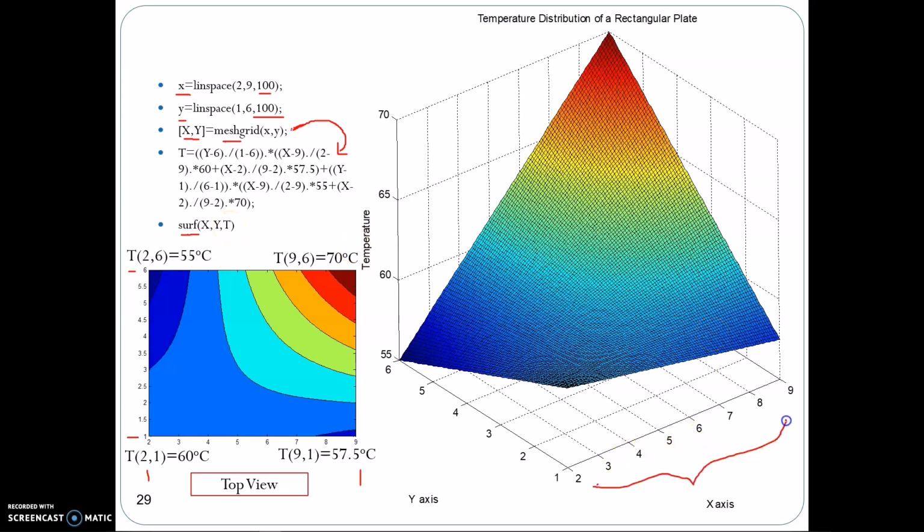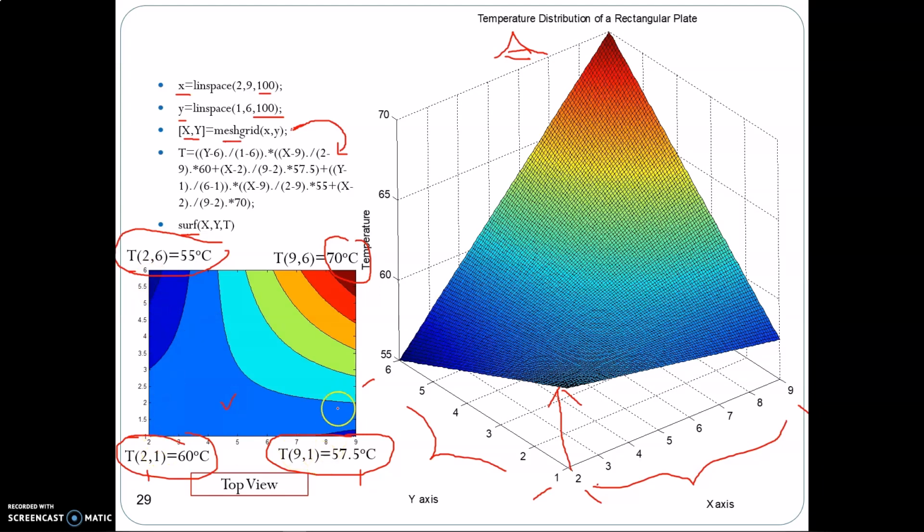So this is the x coordinate from 2 to 9, and this is the y coordinate from 1 to 6, and then the height is the temperature. By looking at this 3D graph in the top view, you obtain this plot. So this is the temperature distribution that you obtain, where you can see the red color means the temperature is high, and the blue color here means that you have a lower temperature. You should know now how to perform bilinear interpolation to find the temperature distribution within 4 points.